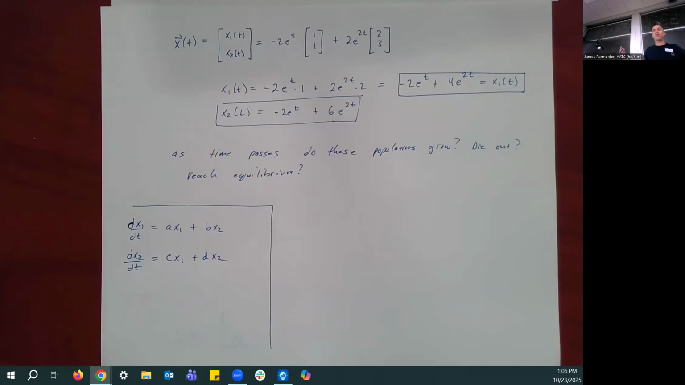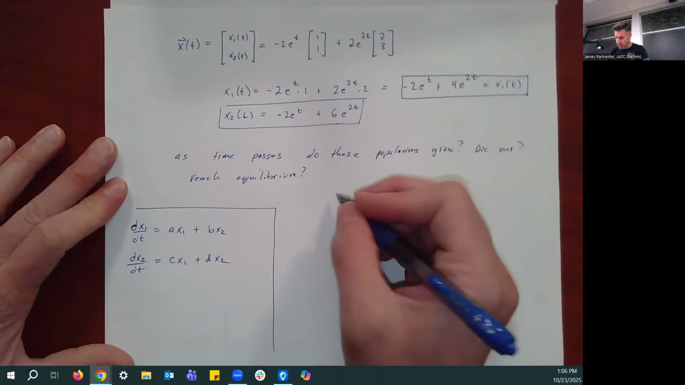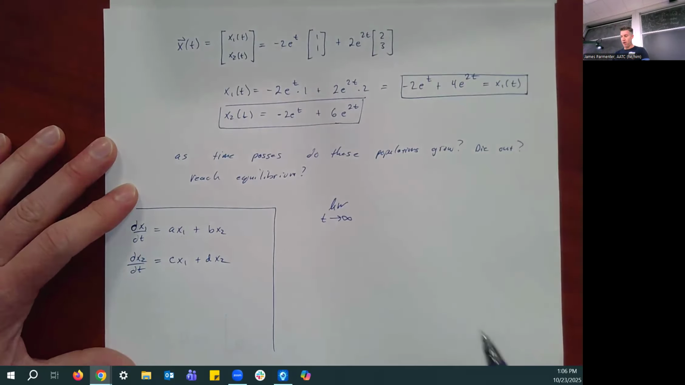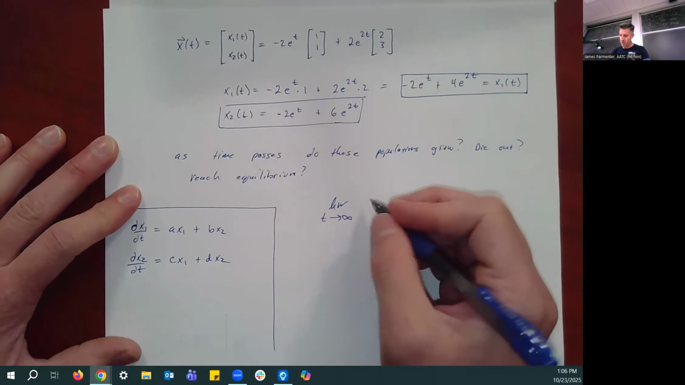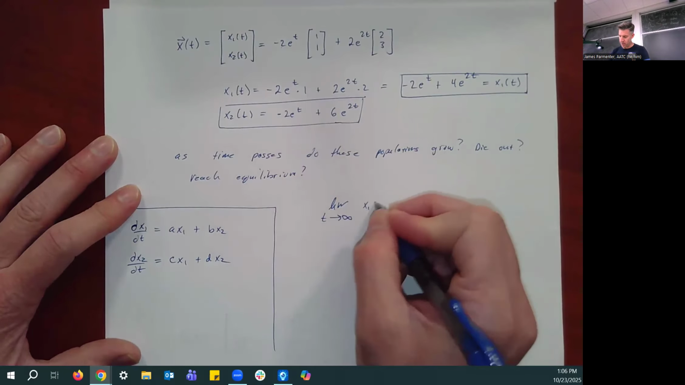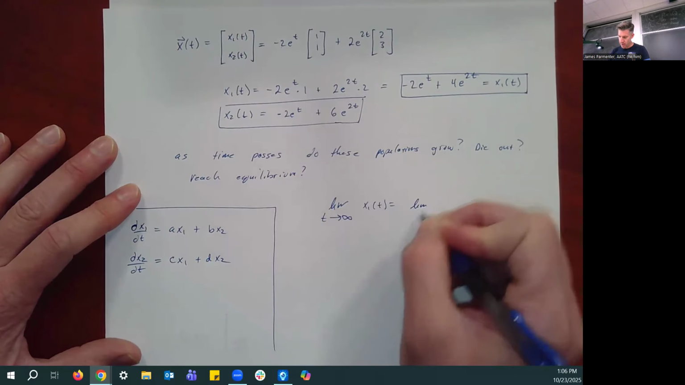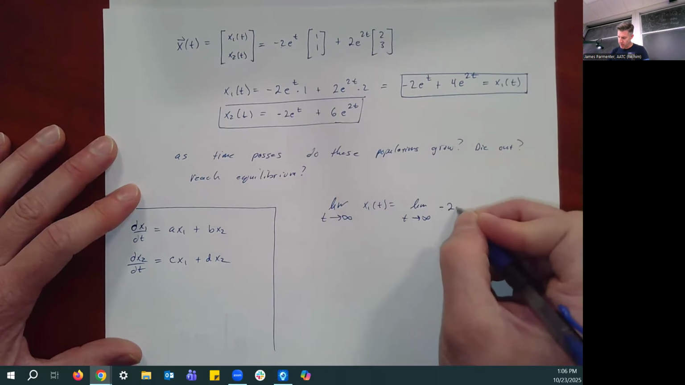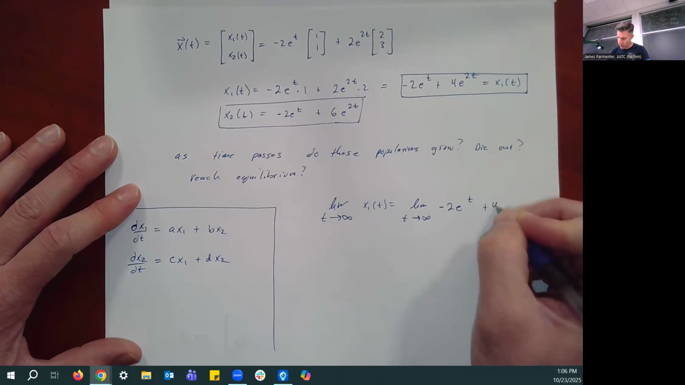So, not to be grim, but in this example, everything dying is the equilibrium. Because if there's no deer and there's no wolves, the population just stays at 0. But that's not what's going to happen here. Because if we take the limit as t goes to infinity of x1, let's see what happens. We have the limit as t goes to infinity of x1 of t is equal to the limit as t goes to infinity of, we've got -2 e to the t plus 4 e to the 2t.